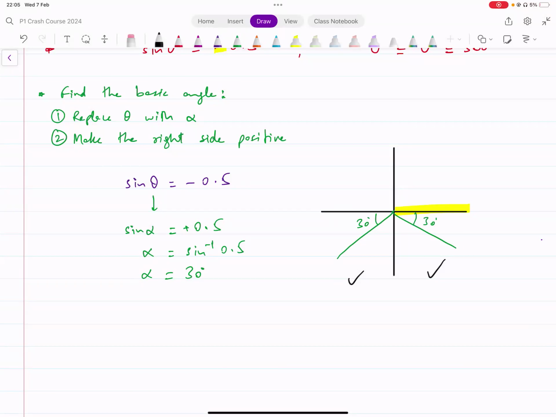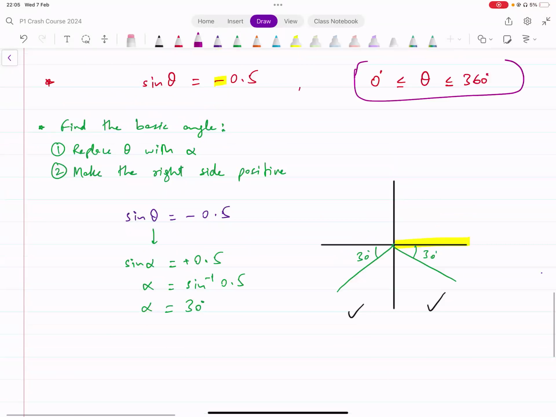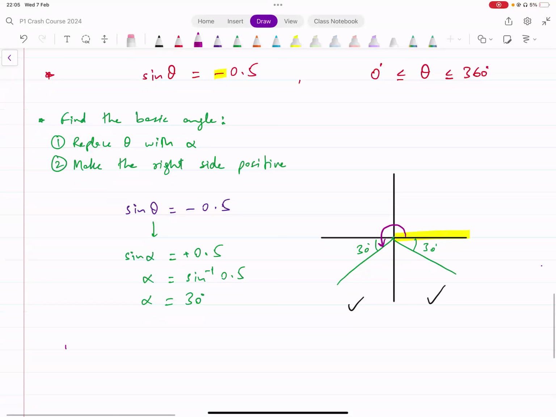Now we measure angle from the positive x-axis, keeping in mind the interval that we have. The interval is from 0 to 360. So we have to go in the anti-clockwise direction. So we say, okay, let's go in the anti-clockwise direction. This is the first angle that we get. What's this? We say theta is either equal to 180 plus 30 degrees. That's one possible value for theta in our interval, 210.